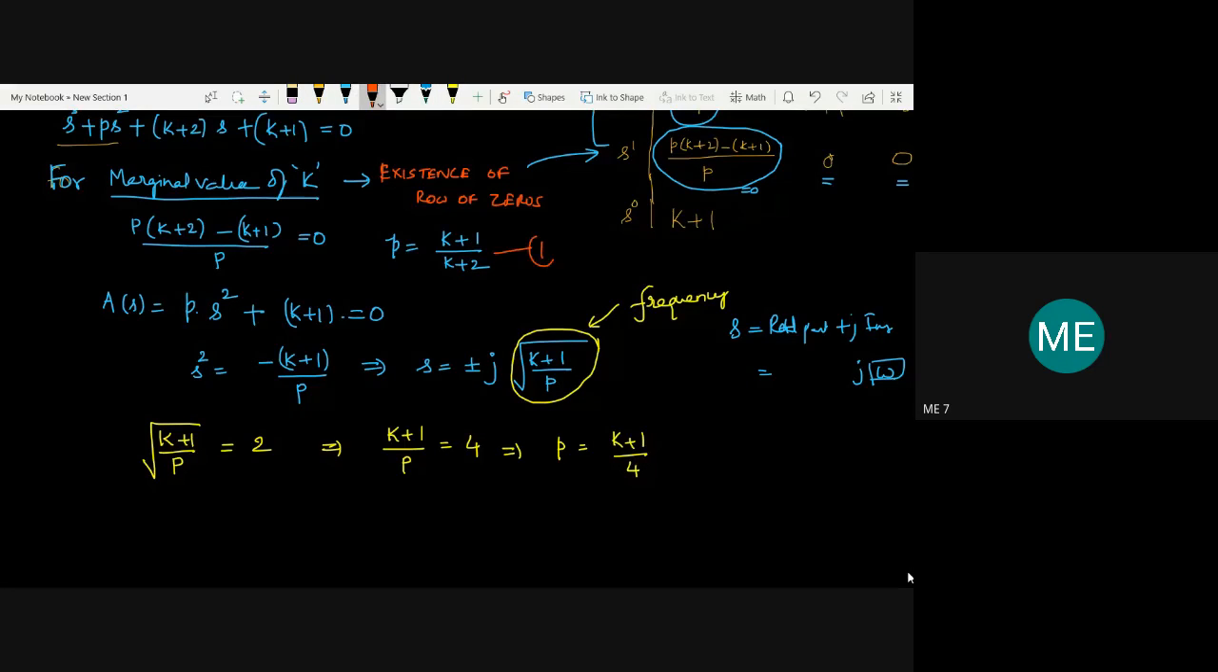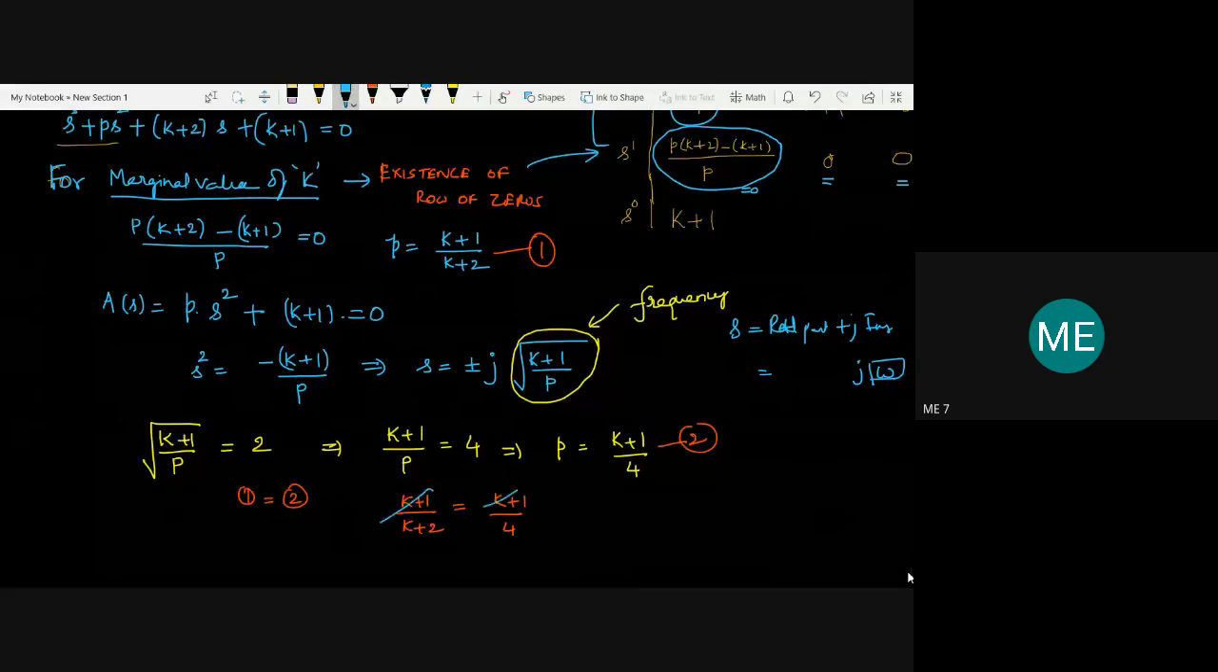So I have this equation, say this is equation 1, and I have this equation 2. Both represent the p values: (k plus 1) by (k plus 2), and this is equal to (k plus 1) by 4. So equating 1 and 2, as the subjects are the same, we make the right hand sides equal. So I can get (k plus 1) by (k plus 2) equal to (k plus 1) by 4. Cancel out this k plus 1 on this side and this side. Taking the cross multiplication, k plus 2 is equal to 4.